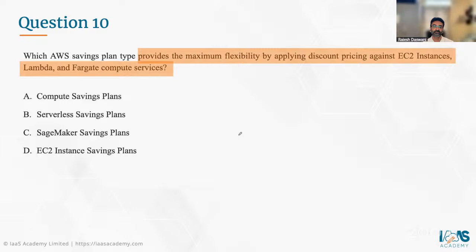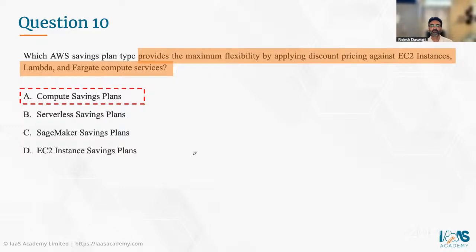So you've got compute savings plan, serverless savings plan, SageMaker savings plan, and EC2 instance savings plan. When you look at the savings plans that AWS offers, you will realize that there is no serverless savings plan. That's just a red herring there. There are only 3 different savings plans: compute, SageMaker, and EC2. Now, the EC2 savings plan is applicable only for EC2 instances, but we want EC2 instances, Lambda, and Fargate. And so the answer to that one is the compute savings plan.